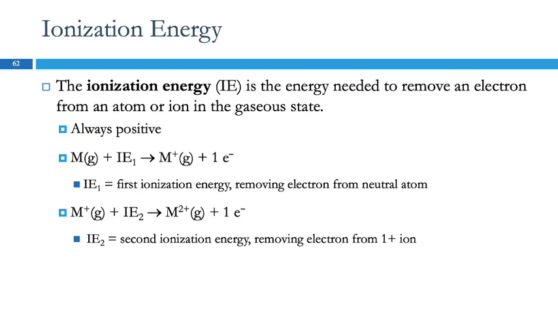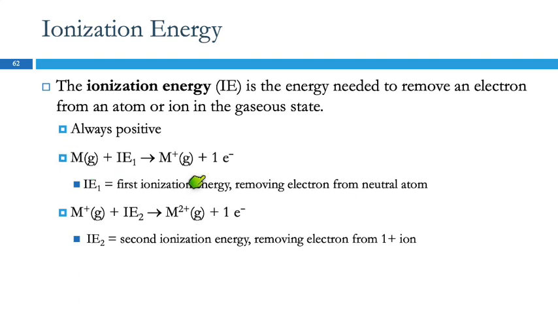There's also a trend in ionization energy. Ionization energy is the amount of energy needed to remove an electron from an atom or an ion in the gas state. This is always going to be positive. You always have to pay the atom to take electrons away from it, okay? They don't just fall off, right? You have to pull them off.